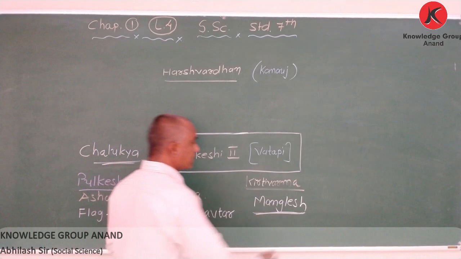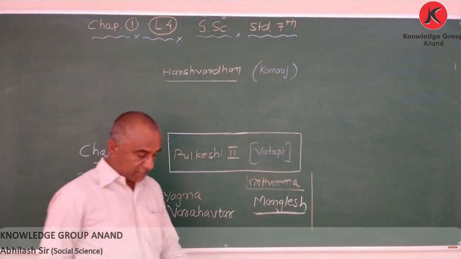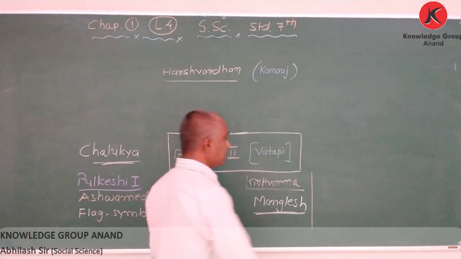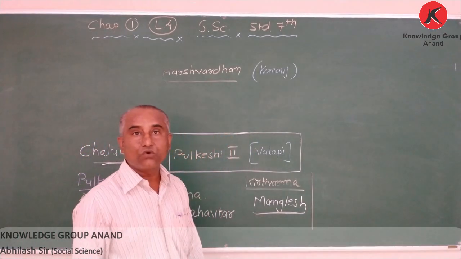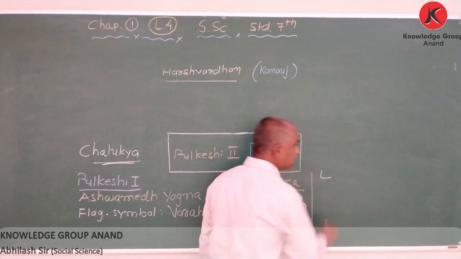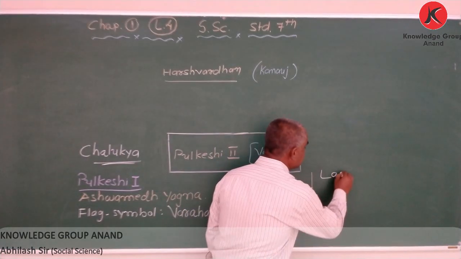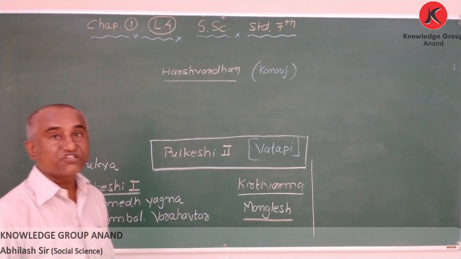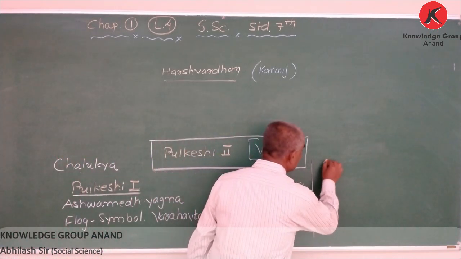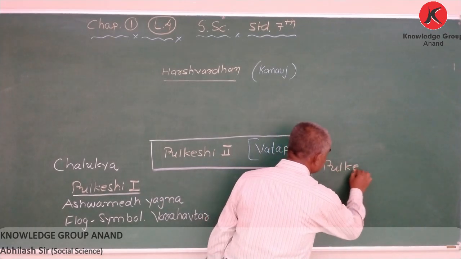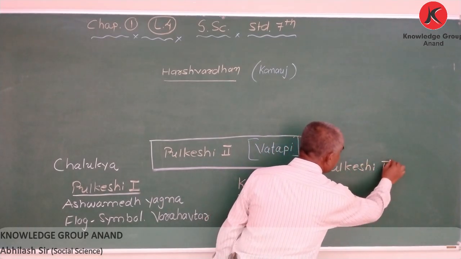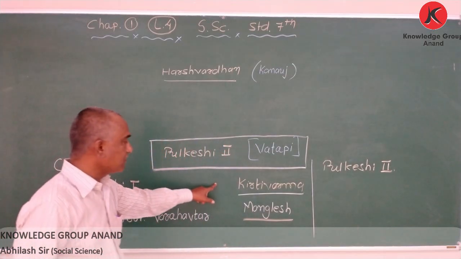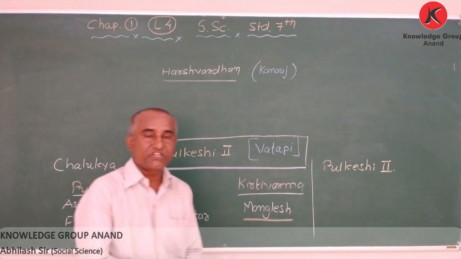Here I would like to say the first victory was over Lat. Lat means, my dear students, after Mangles, Pulkeshi II became the king. So got it? Pulkeshi I, Kirti Varma, Mangles and Pulkeshi II.